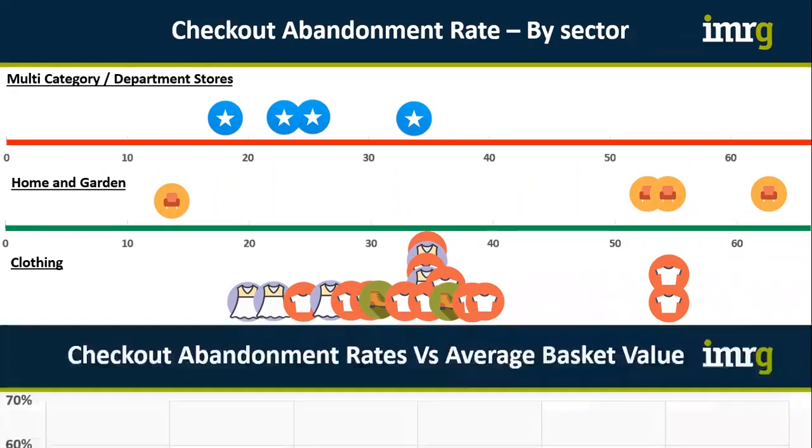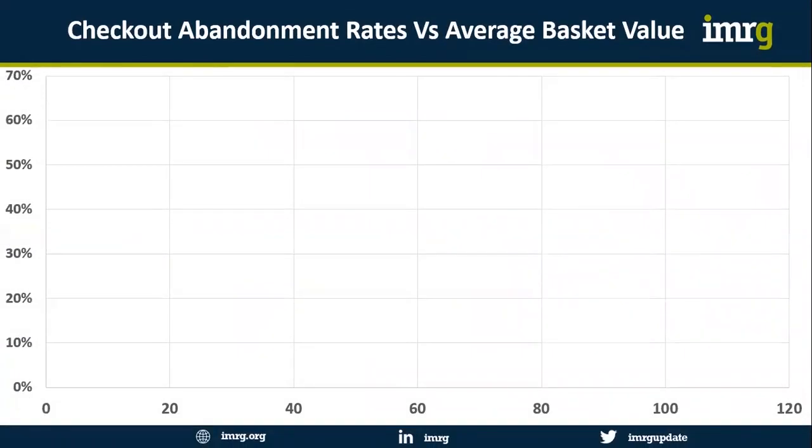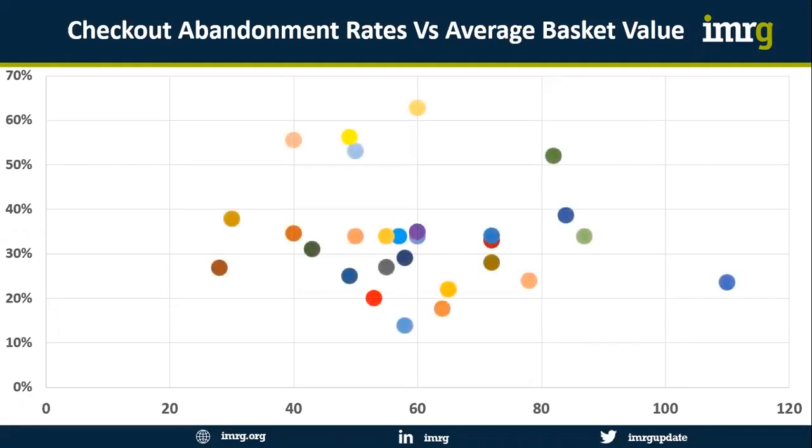Another way to look at it is by basket value. What we've done here is we've put along the bottom the average basket value that these retailers have, and then the checkout abandonment rate on the left-hand side. And what we're going to do is plot each of those retailers on here to show you how those 2 things measure up. And that is them. The colours don't denote anything, by the way. It's just to show that it's a different retailer. That's all. It's a bit of a shotgun, a blunderbuss kind of shot, really.